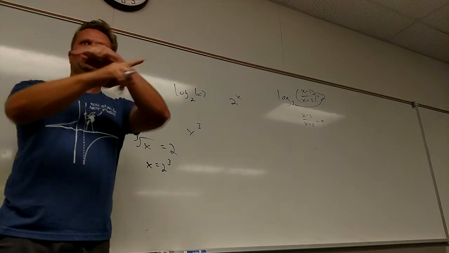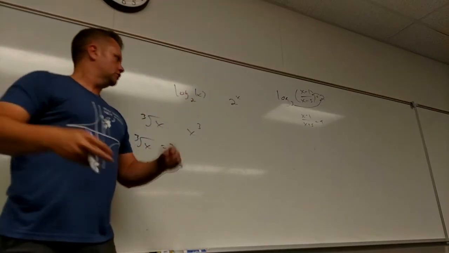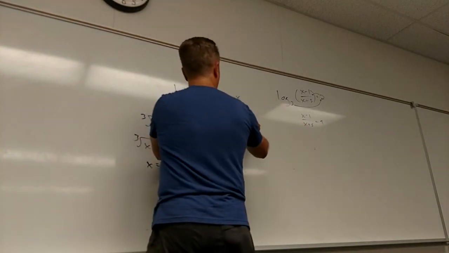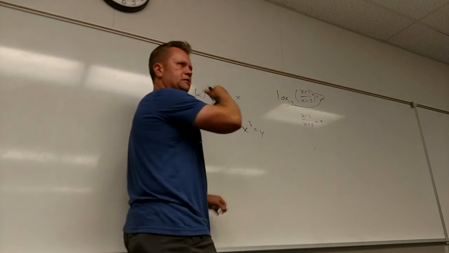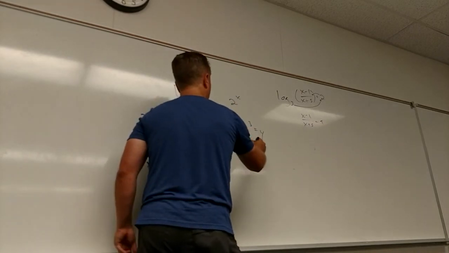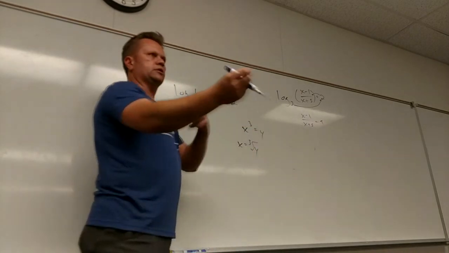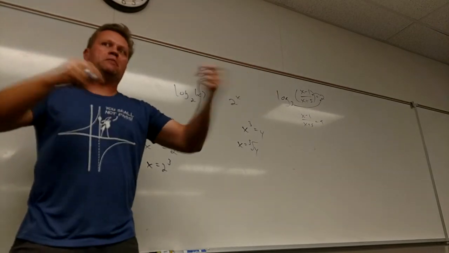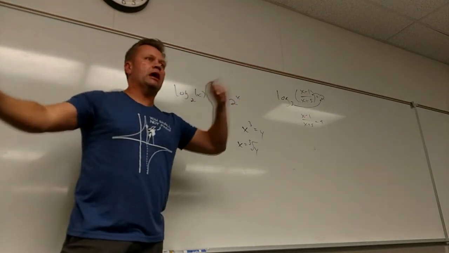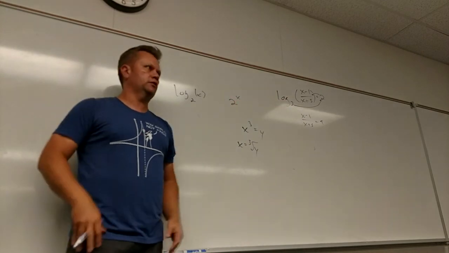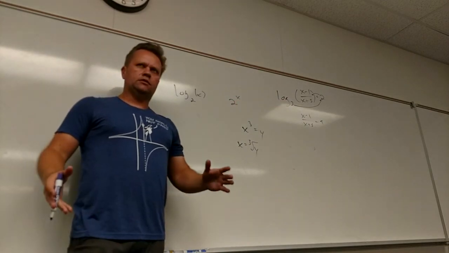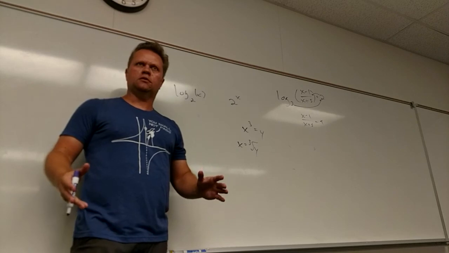Inverses are just different ways of writing. So if I have x cubed equals y, I can write that as x equals the cube root of y. It's just root form and power form, log form and power form. Same idea. Why? Because they are inverses of each other. You guys semi with me? Okay.